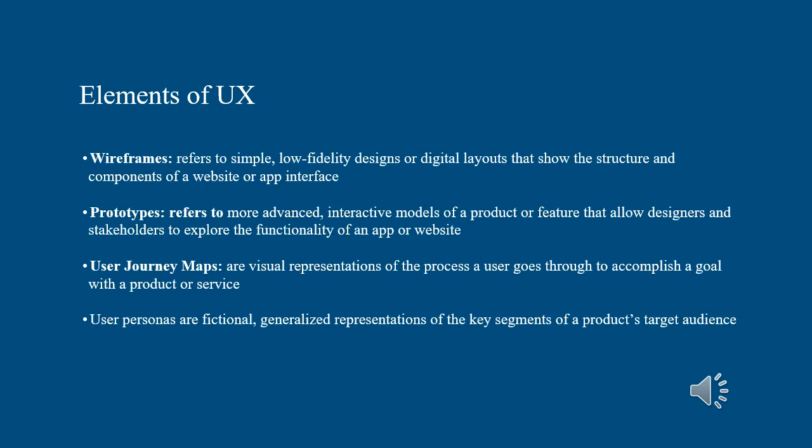Next elements are wireframes. A wireframe is just like a blueprint of an application or website interface. Prototype refers to the more advanced interactive models of a product or feature that allow designers or users to explore the functionality of an app or website. User journey maps are visual representations of the process a user goes through to accomplish a goal with a product or service. User personas are generalized representations of key segments of the product in order to reach the target audience.